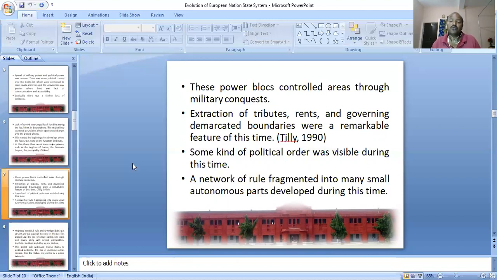So a network of rule fragmented into many small autonomous parts developed during this time, because rules were necessary to govern the areas. So rules also gradually emerged for better administration.